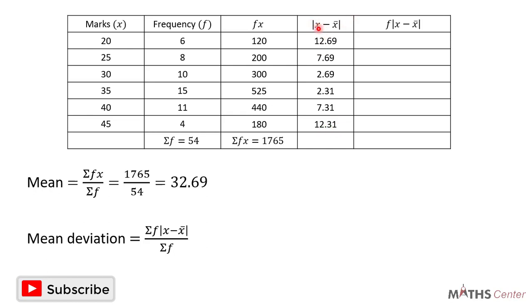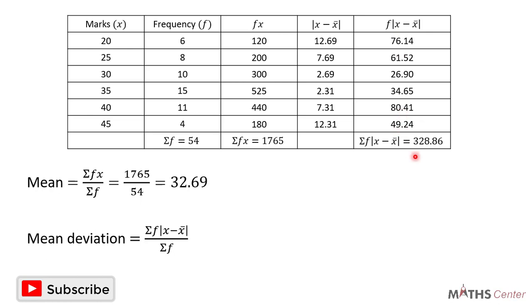Now that we have the absolute values of x minus the mean of x, we can find f times the absolute value of x minus the mean of x. So you multiply the values in this column by the values in this column. The first one will be 6 times 12.69. That will be 76.14. The next one is 8 times 7.69, which is 61.52. The next one is 10 times 2.69, which is 26.90. The next one is 15 times 2.31, which is 34.65. The next one is 11 times 7.31, which is 80.41. And the last one is 4 times 12.31, which is 49.24. We need the sum of these values, so we add all of them.